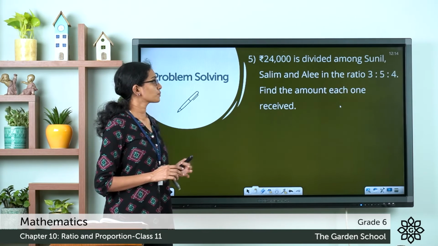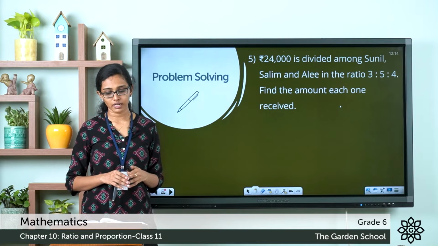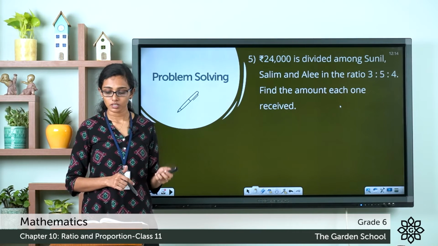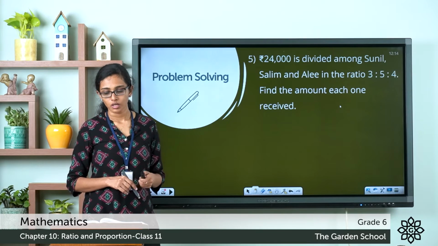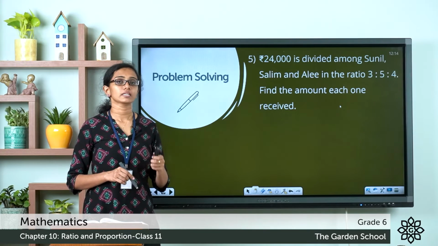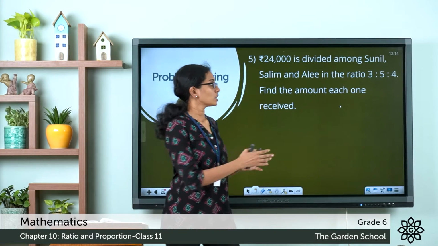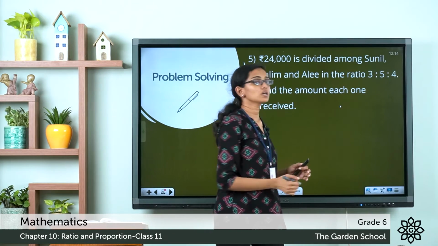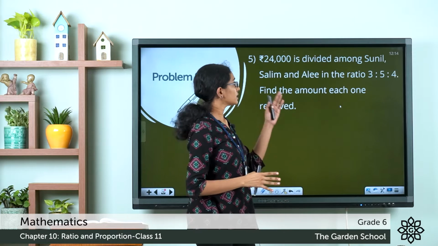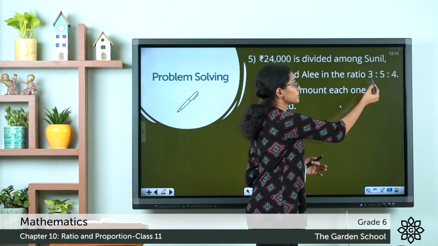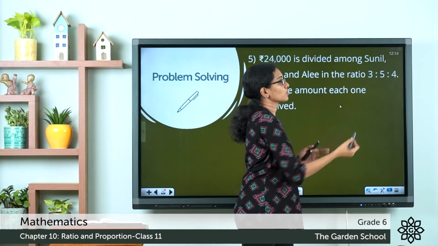It says Rupees 24,000 is divided among Sunil, Salim and Ali in the ratio 3:5:4. Find the amount each one received. So when you get a question like this, the first thing you can do is look at the ratio and find out the total number of parts the whole amount is divided into. So the total number of parts will be 3 plus 5 is 8, 8 plus 4 is 12.